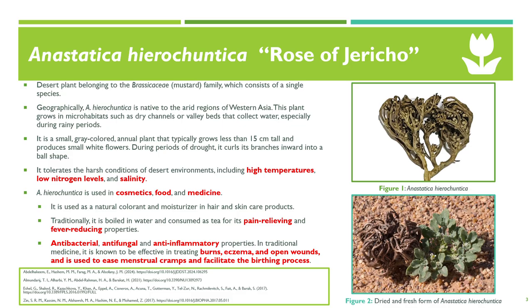Anastatica hierochuntica, commonly known as the rose of Jericho, is a desert plant. It is a small plant, less than 15 centimeters tall. When fresh, it looks like the right side of the second figure and blossoms white flowers. When dry, it curls its branches inward, looking like the first figure or the left side of the second figure, thus protecting its seeds during drought conditions.